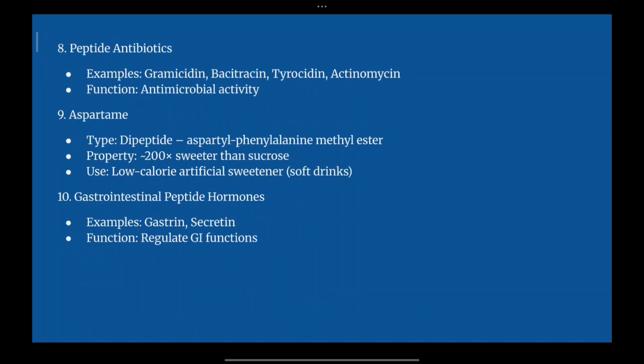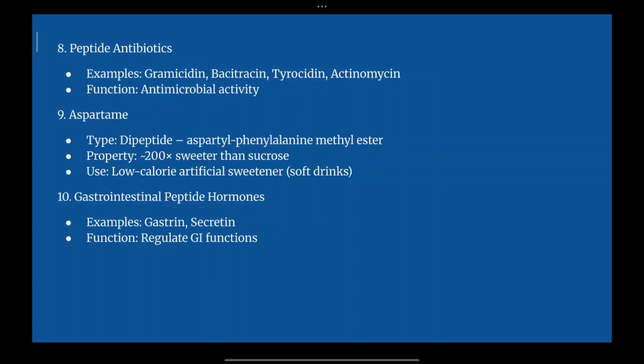Peptide antibiotics. Here the examples of peptide antibiotics are gramicidin, vasopressin, tyrocidin, actinomycin. So these are some of the peptide antibiotics. So the function of all these is antimicrobial activity. So they are going to kill the type of microorganism they are going to act on. Gramicidin is going to act on the gram-positive bacteria. Vasopressin is going to act on the bacteria. Tyrocidin and actinomycin, similarly, they act as an antibiotic.